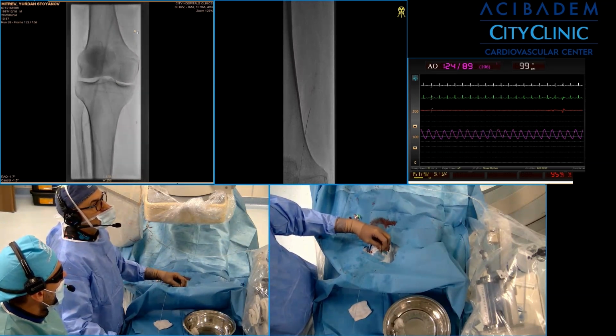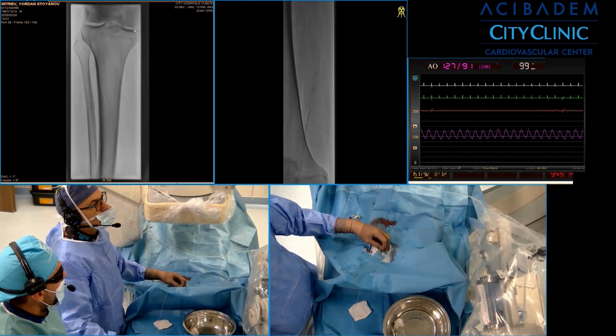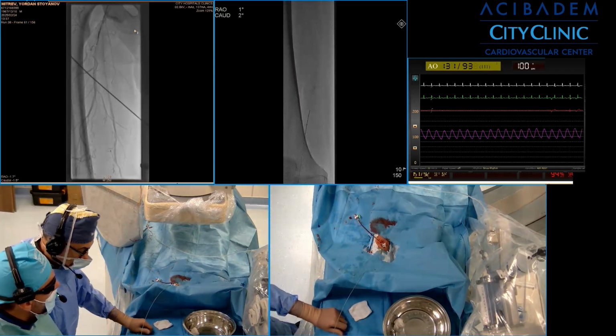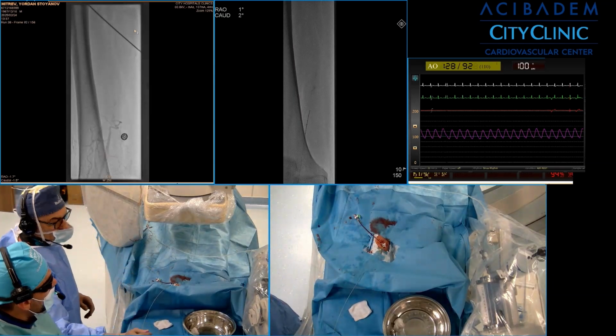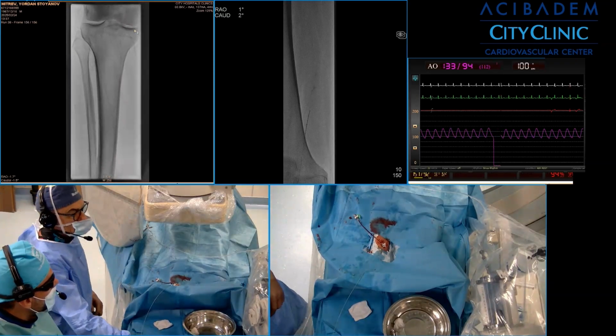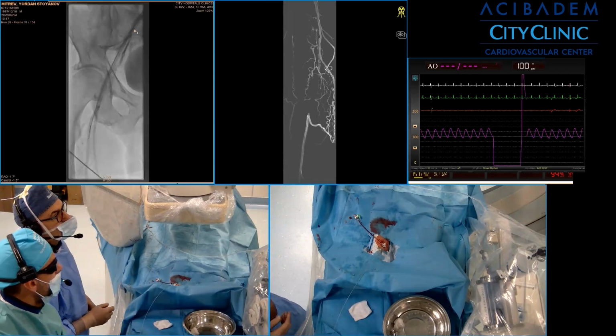It's not a cheap wire, so we usually start with something cheaper, maybe V18 or Command, and occasionally switch to Advantage.